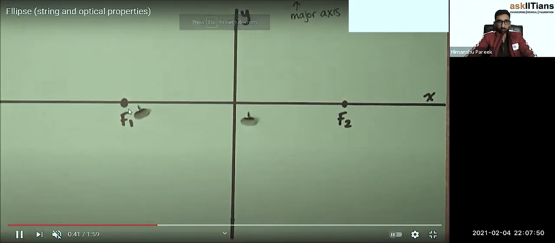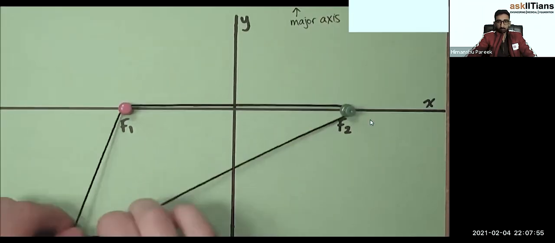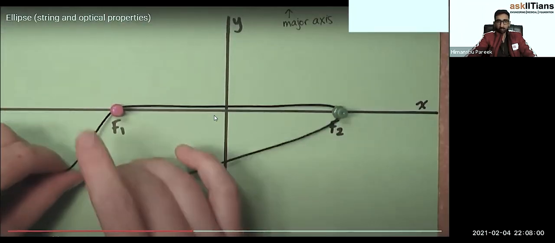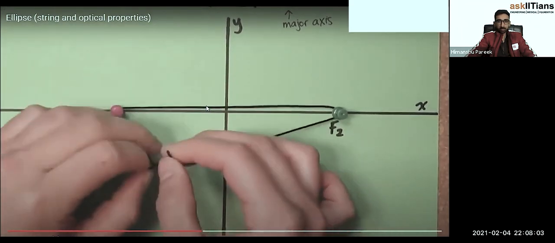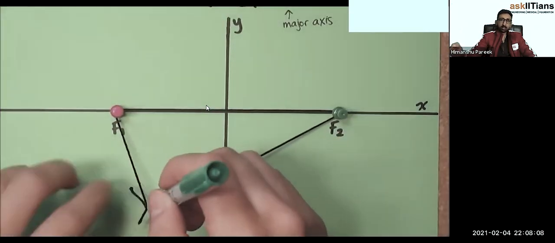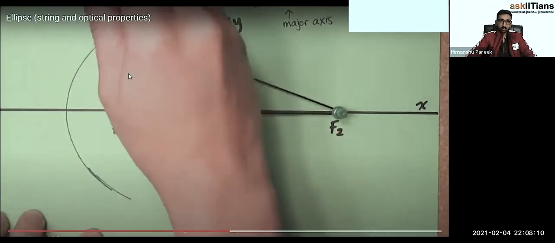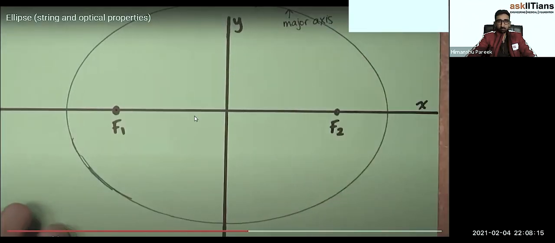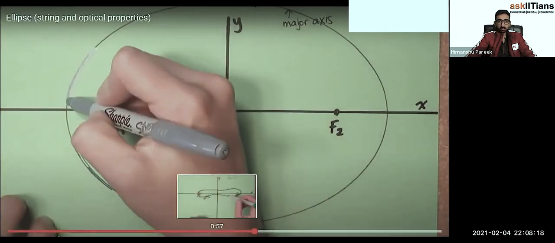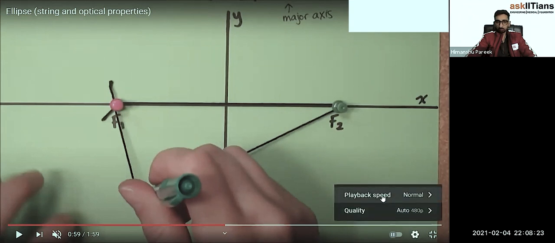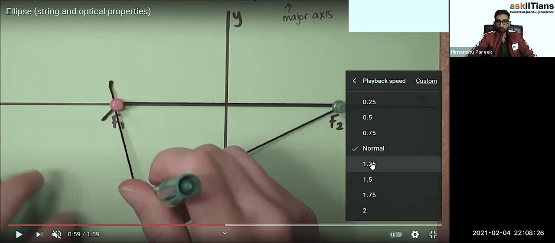So these are the two fixed points, F1 and F2, and now he's going to keep the thread over there. Now he'll bring a pen, and with that pen he will move in such a way that the thread length remains constant. You see this, right? When he moved the thread like this, he was getting a trajectory which was an ellipse. Just a second, let me make it slow for you so that you are able to see it.